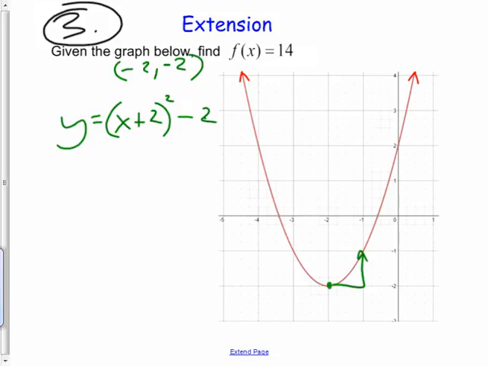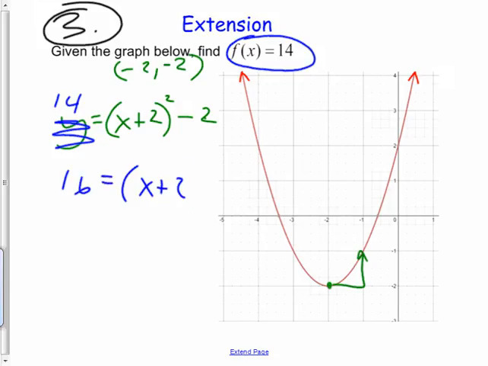Can I just be done? No. Now what am I supposed to do? I'm supposed to stick in f of x is 14. So where does that go? In for the x? No, the y. The y is 14. And now I add 2 to both sides. 16 equals x plus 2 squared.